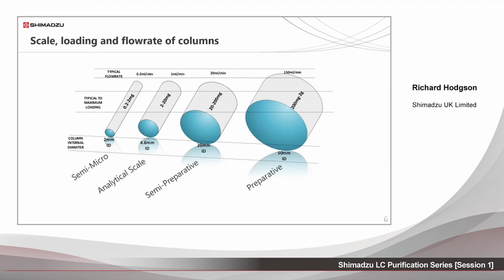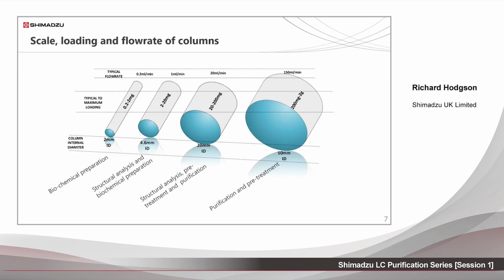We can go larger than 50 mm ID, but these are typically referred to as industrial scale and can have flow rates of several litres per minute. Each of these column sizes has a typical to maximum loading, but as you can see, this range tends to be large and is really only a guide.